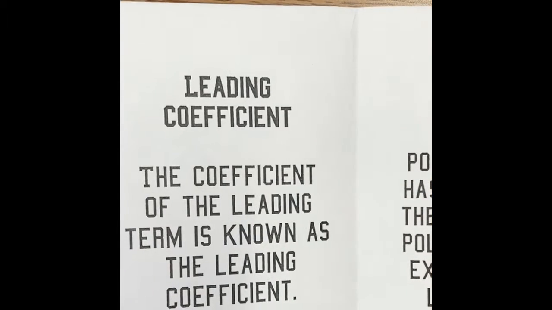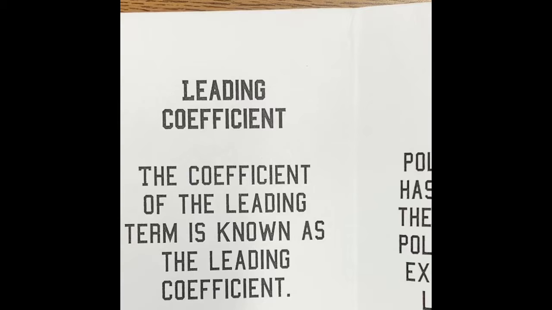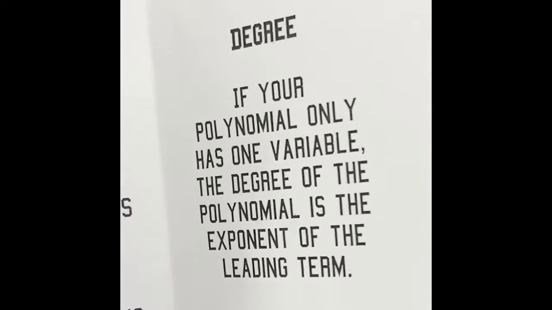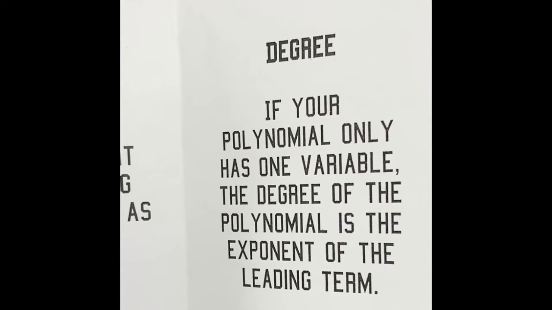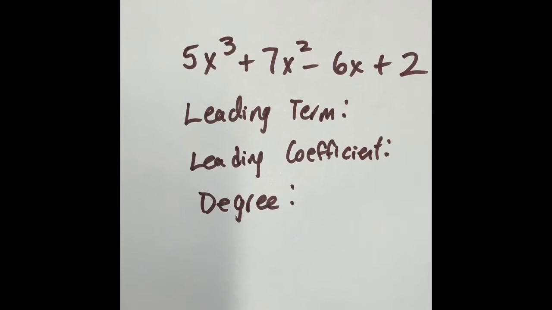The leading coefficient is the coefficient that's attached to the leading term. We will be using this number a lot in Algebra 2 this year. The degree of the polynomial is the exponent of the leading term. To put that in other words, the highest exponent, or the greatest exponent, is considered the degree of the polynomial. Let's look at an example of a polynomial.